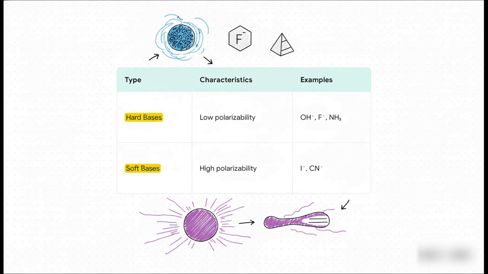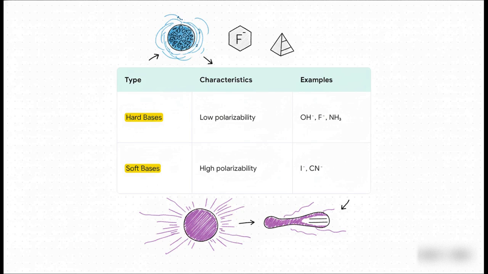And this whole logic applies perfectly to bases too. Your hard bases, like fluoride, are small, super electronegative, and they guard their electron pairs like a dragon guarding treasure. They are not sharing easily. On the other hand, soft bases, like iodide, are big with a diffuse, polarizable electron cloud.